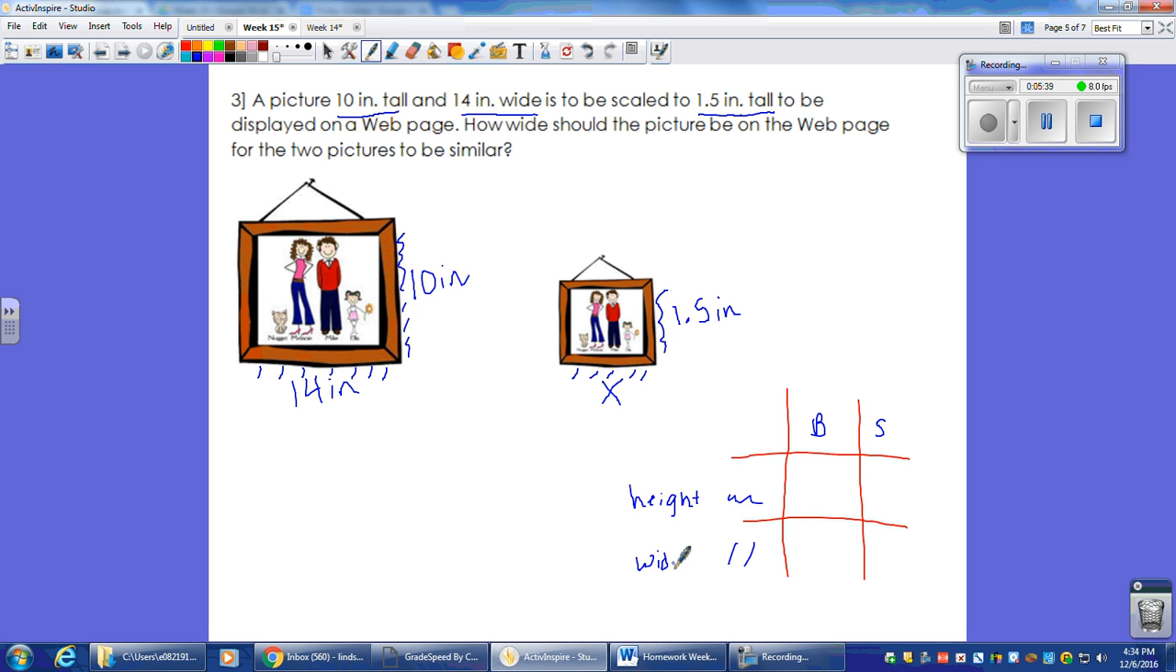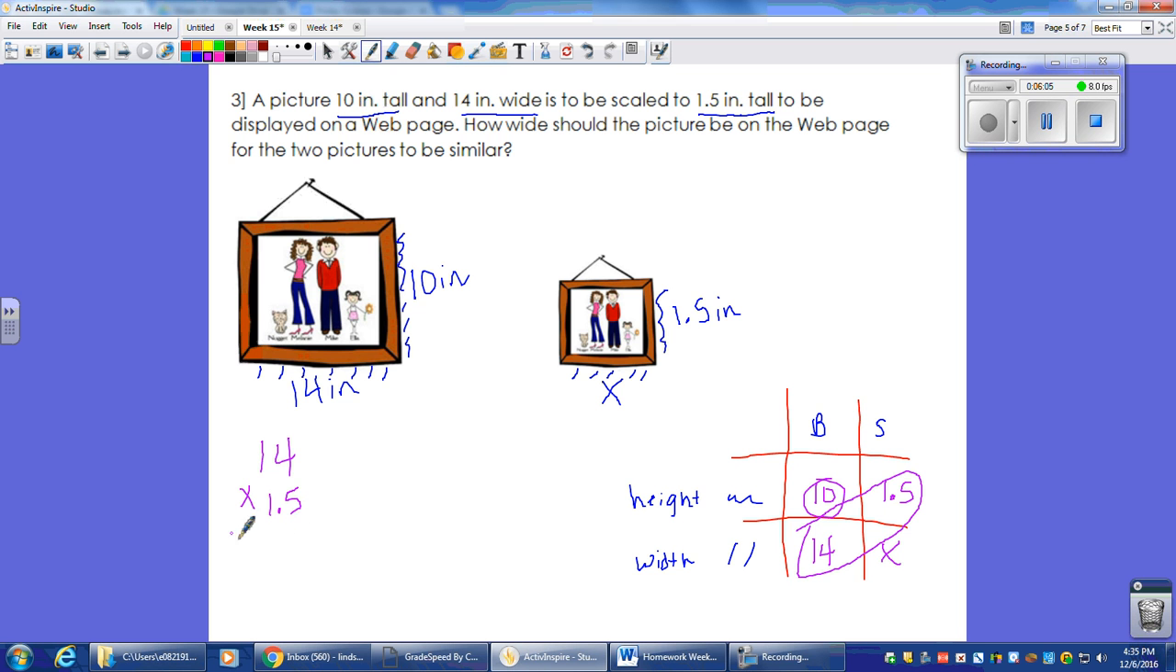So when I look at this now, I'm going to fill it in. Looking at the big one, the height of it, or how tall it is, is 10 inches. The width is 14 inches. Looking at the small one, the height is 1.5, and the width is x. So when I do this now, I'm just going to cross multiply and divide. So I'm going to do 14 times 1.5.